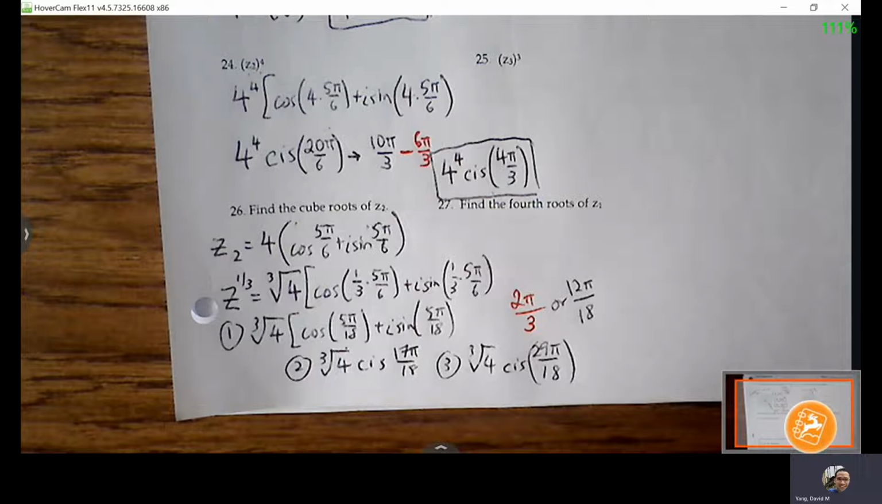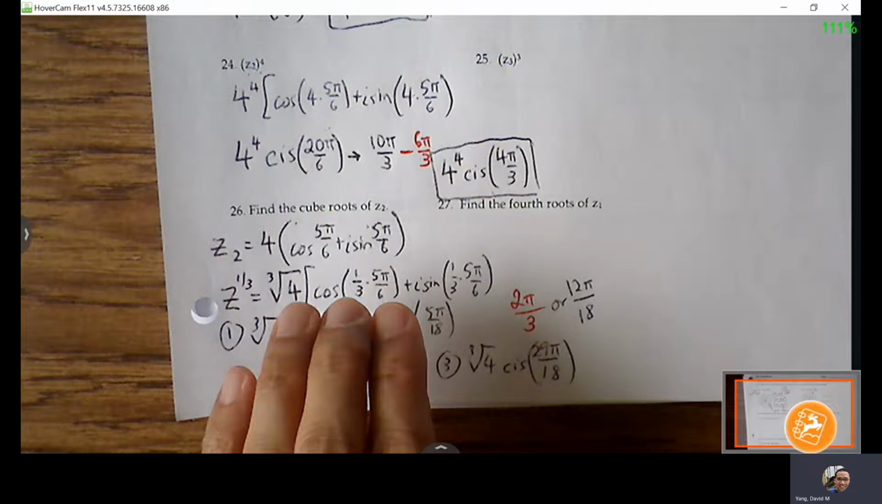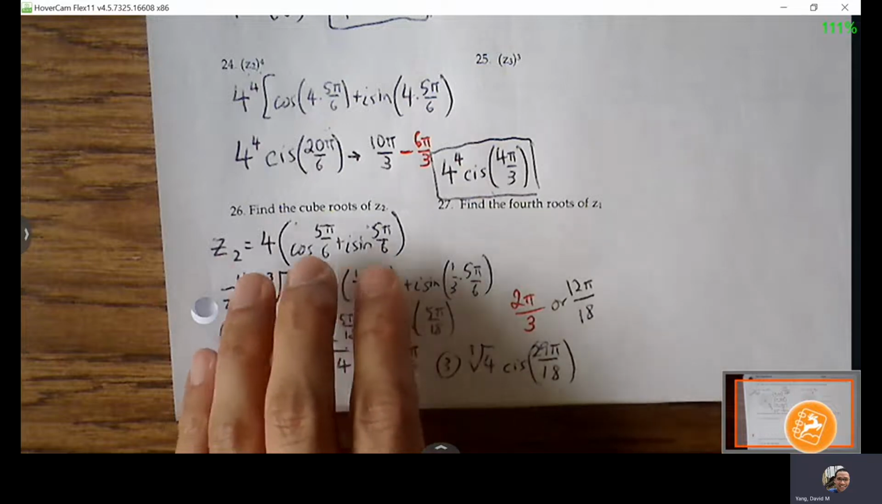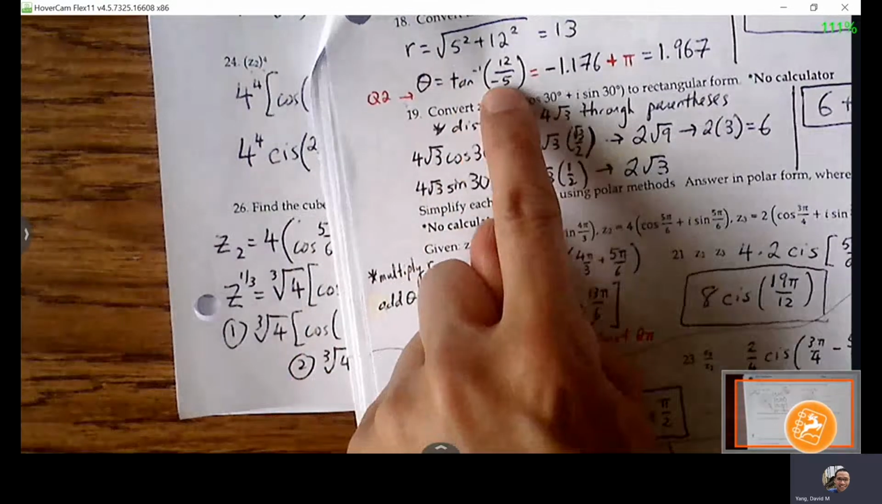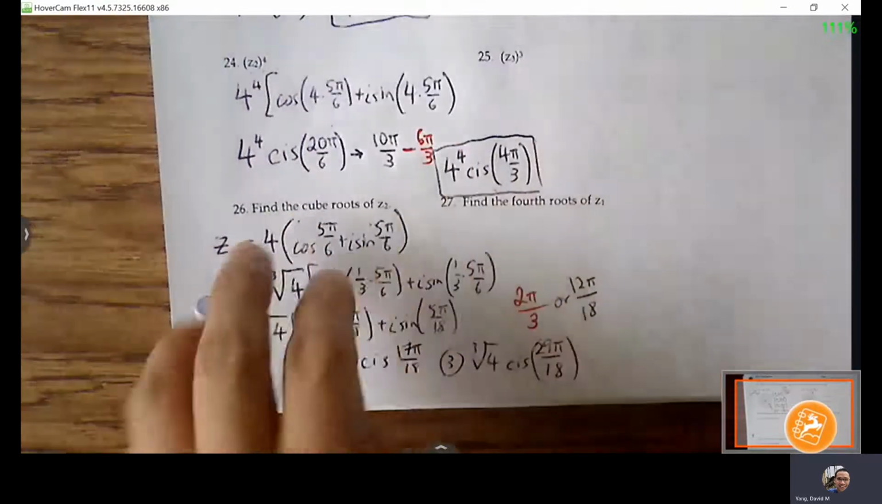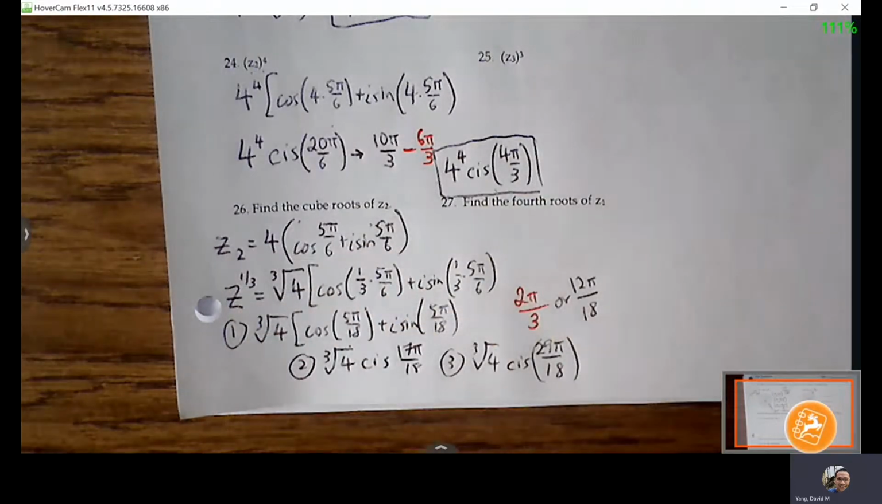Question: on the test, will everything already be in polar form? You may have to convert it into polar form. So if it's not in polar form, then you would go through your radius and your theta to get it into polar form, and then go through the root process. Okay.